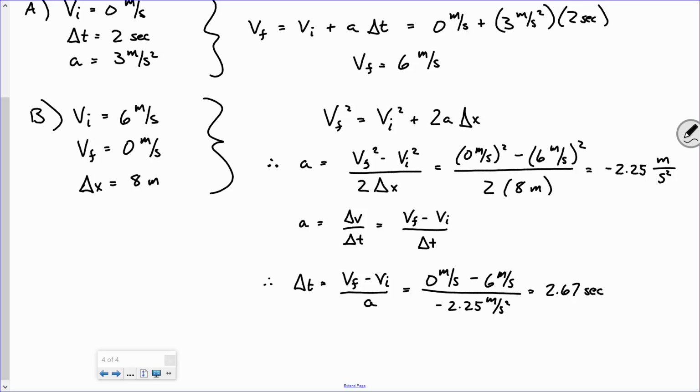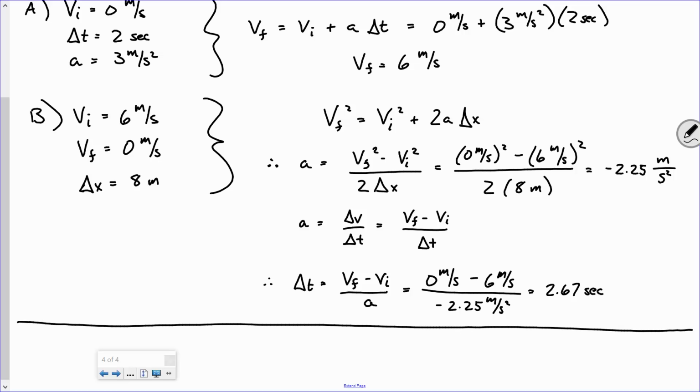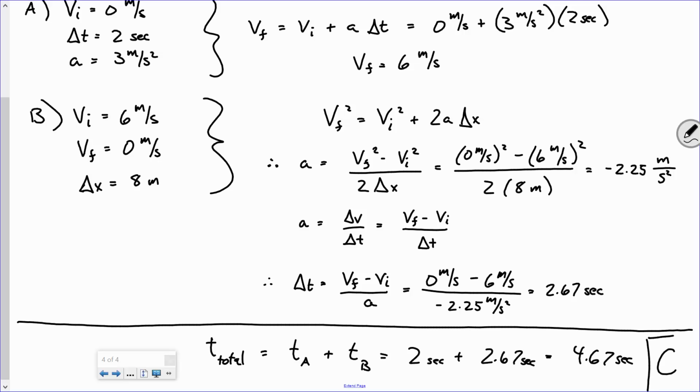I mean, honestly, I broke out some equations you haven't seen in a while, but I know you've seen them before. Not too bad, right? So, just for posterity, I'll say T total is T from A plus T from B, and then that's C, right? There we go.